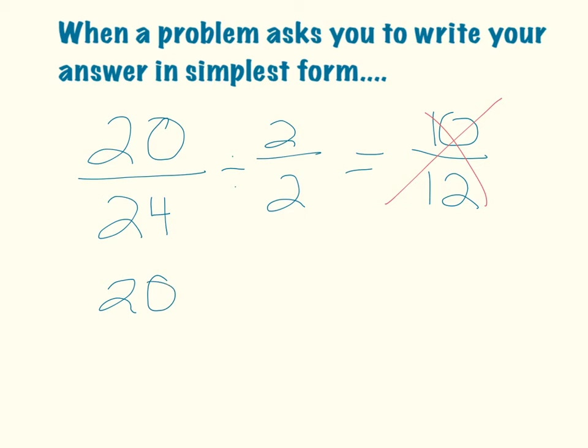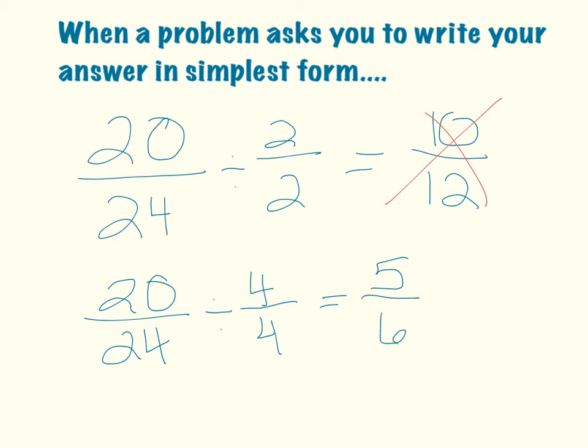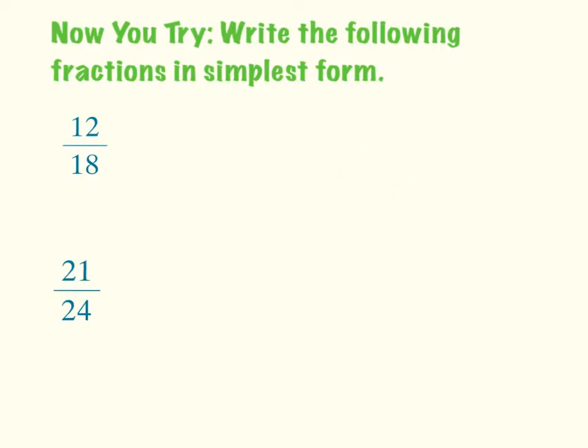So let's try again. I know 2 can go in there. 3 cannot go into 20. 4 can. So let's try 4. If I divide this by 4/4, 20 divided by 4 is 5. 24 divided by 4 is 6. 5 is a prime number, so I know this is in simplest form. So that is the simplest form that I can write the fraction. Now you try simplifying the following fractions, 12/18 and 21/24. Pause the video and then come back.